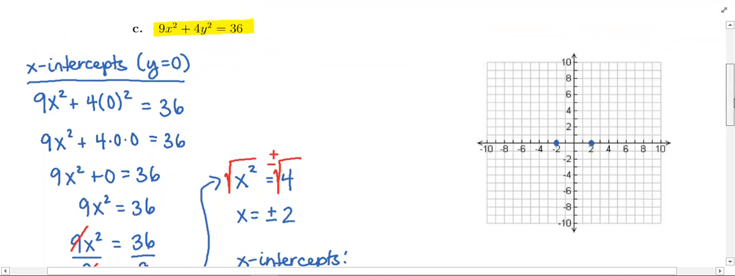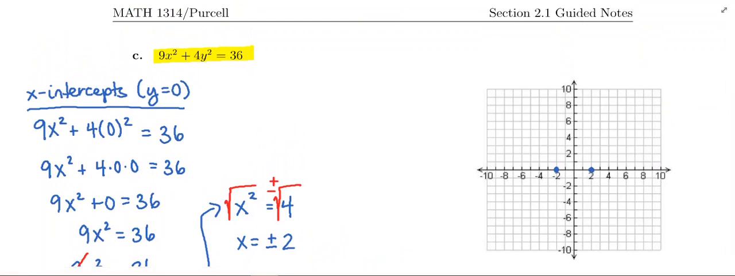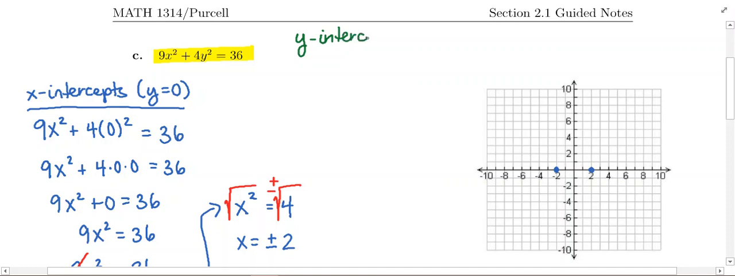All right, so now I will go up, find some room here, and I will calculate the y-intercepts algebraically. If you are doing this algebraically, I am going to need to see you set x equal to 0 and solve for y. So go back to the original equation in yellow.